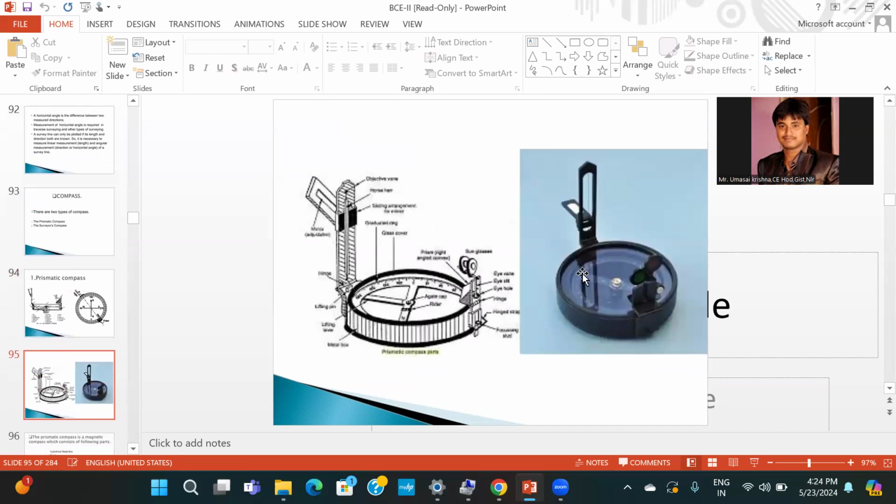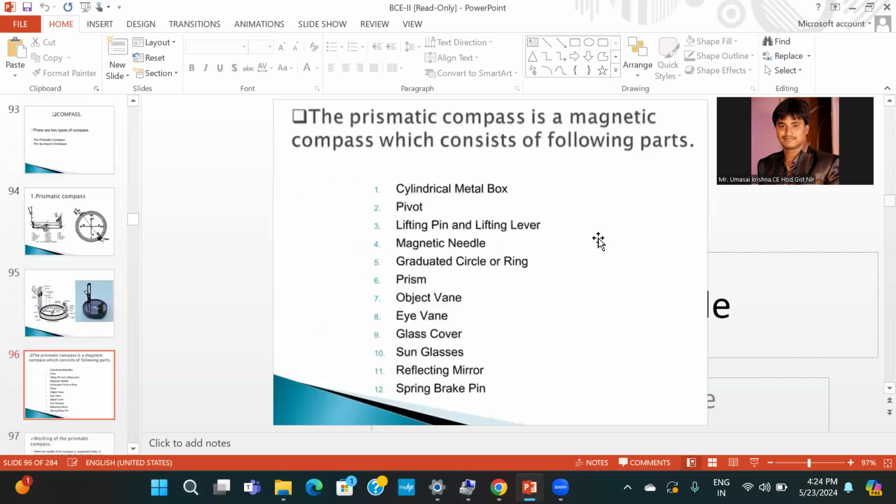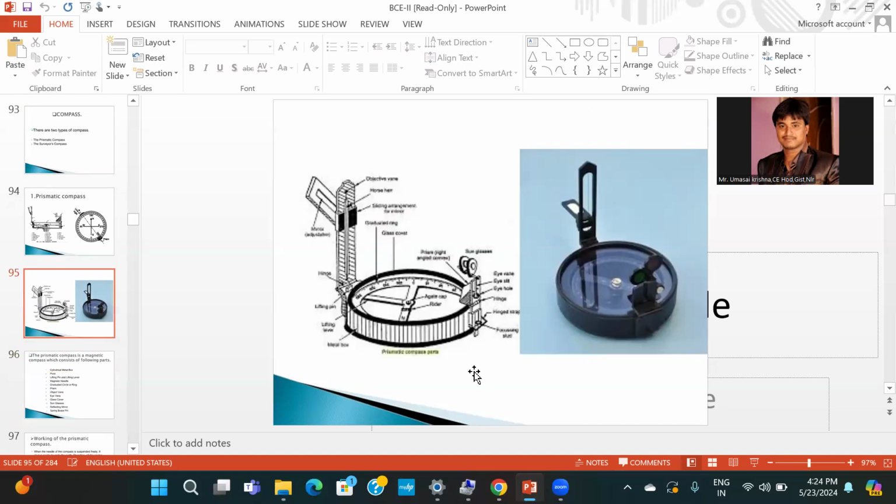This is the prismatic compass. Here this is the pivot and this is the object vane. From here you will see the object. These are the few parts in the prismatic compass: cylindrical metal box, pivot, magnetic needle to represent the direction, graduated circle, that is the 360 degrees ring, prism, object vane, eye vane, glass cover, sunglasses, and reflecting mirror.